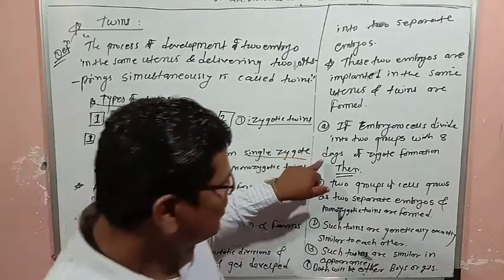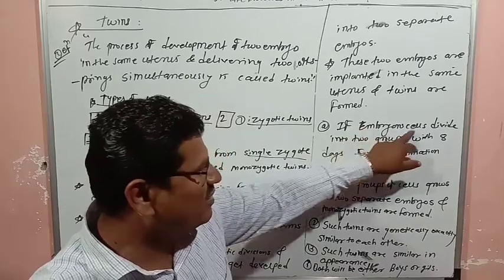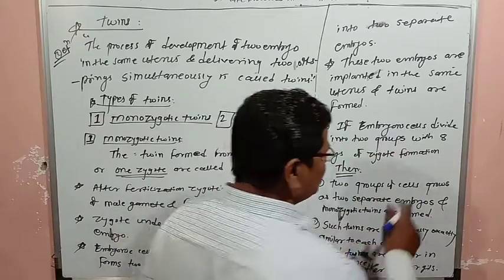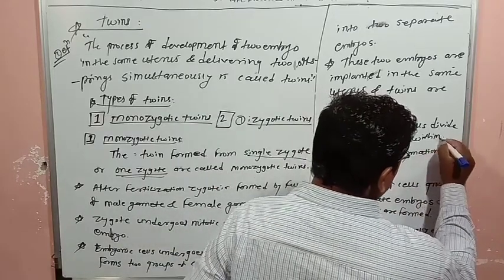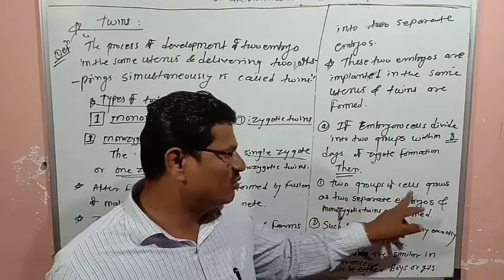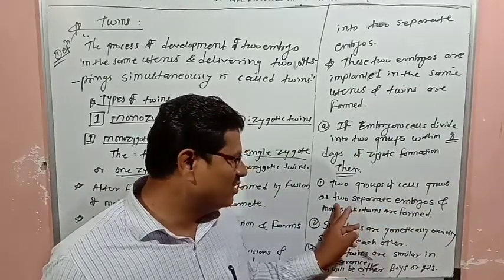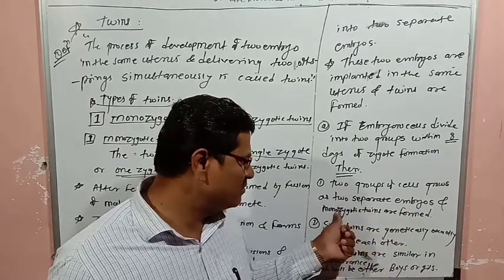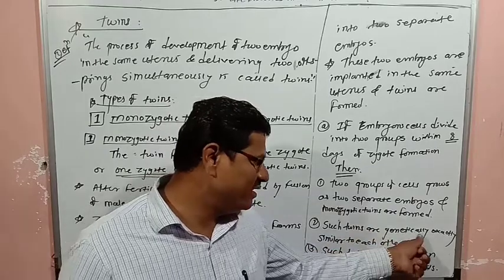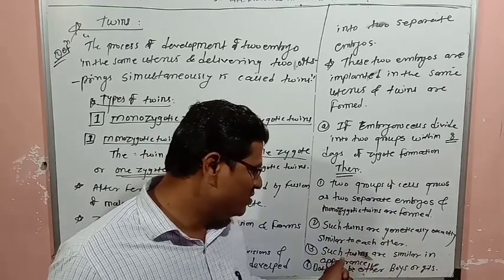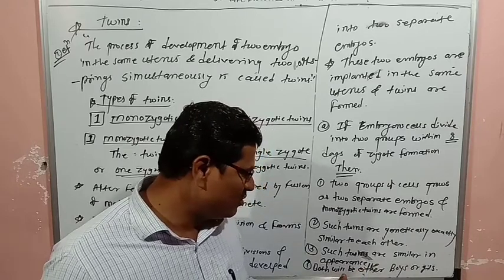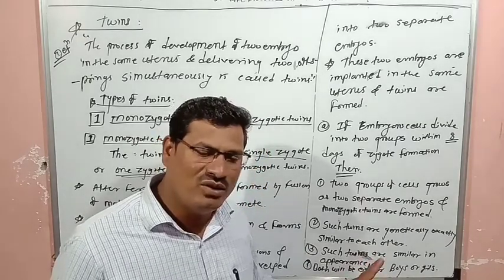So these points are important. If embryonic cells divide into two groups within 8 days of zygote formation, then two groups of cells are formed. They grow as two separate embryos, and monozygotic twins are formed. Such twins are genetically exactly similar, similar in appearance, and both are either girls or boys.